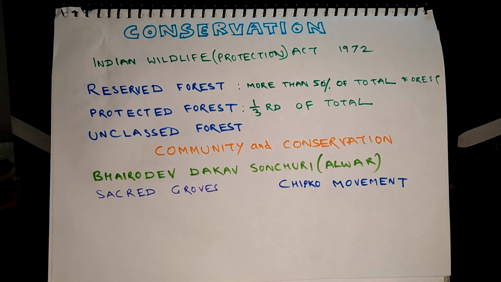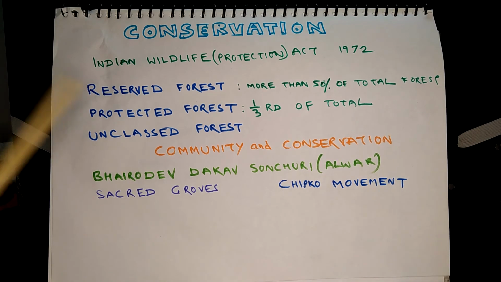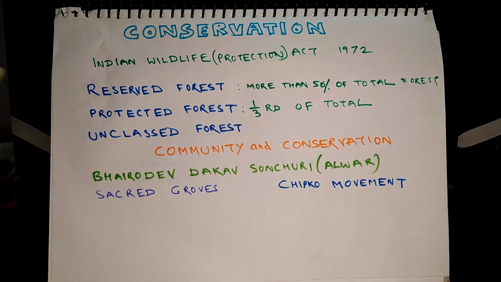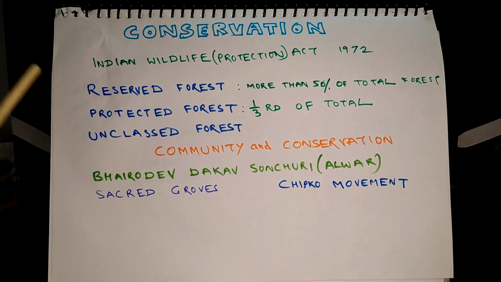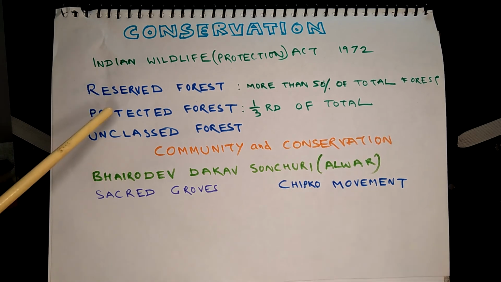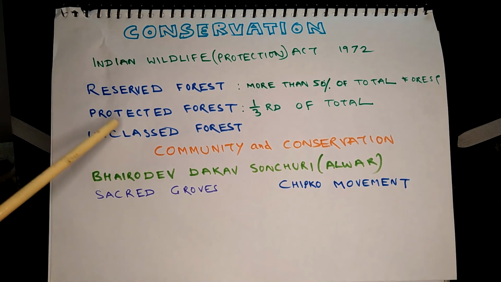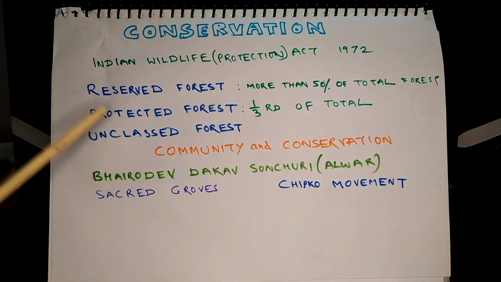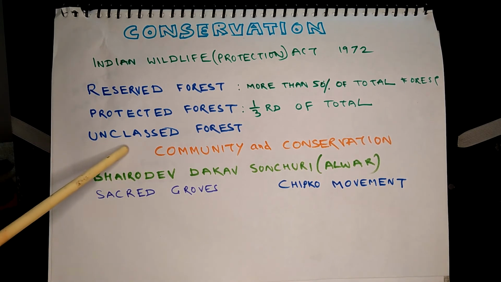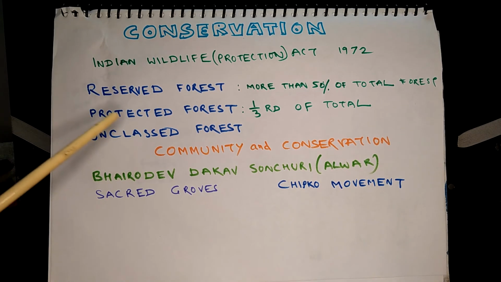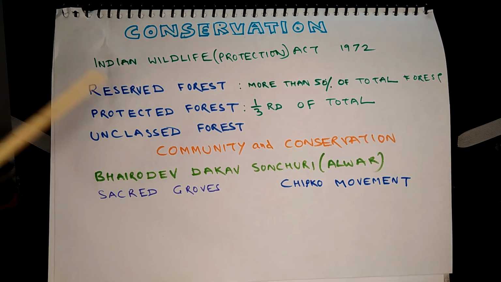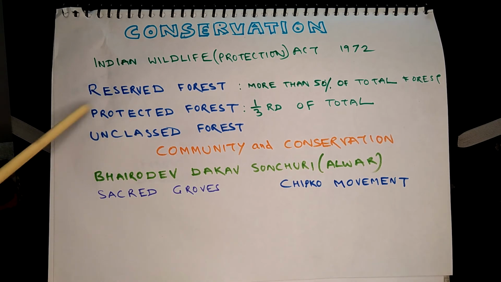The government classified forests into three categories called reserved forest, protected forest and unclassed forest. More than half of the total forest was given the category of reserved forest, and almost no human activity was permitted in reserved forest. One third of the total forest was put under protected forest. Remaining area was called unclassed forest. So human activity was permitted in unclassed forest. Okay, the tribal people can take certain materials of need from protected forest.